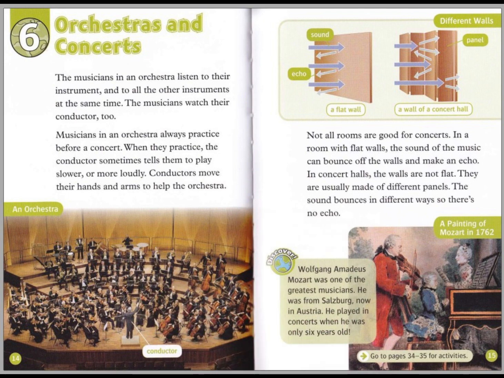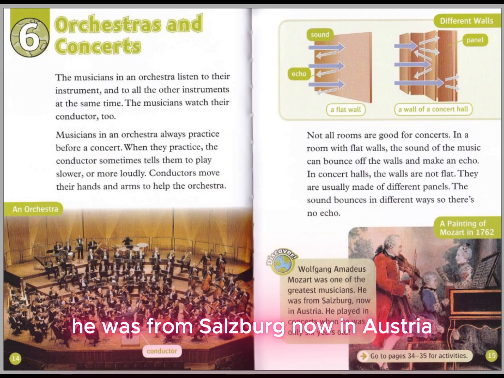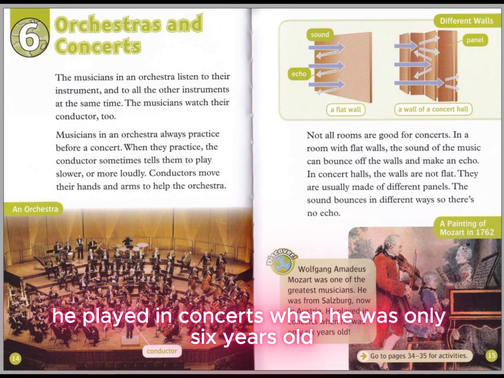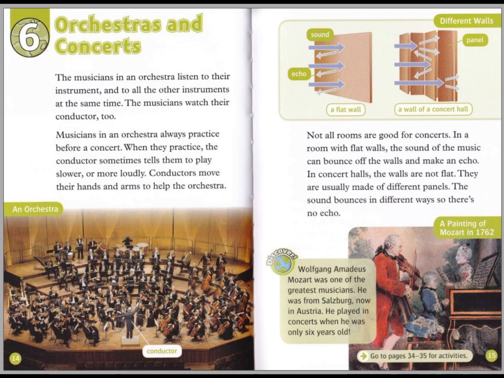Discover. Wolfgang Amadeus Mozart was one of the greatest musicians. He was from Salzburg, now in Austria. He played in concerts when he was only 6 years old.